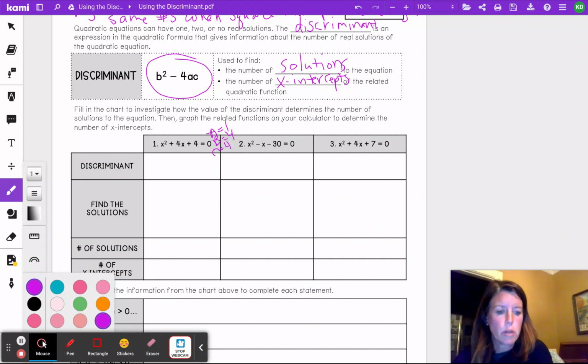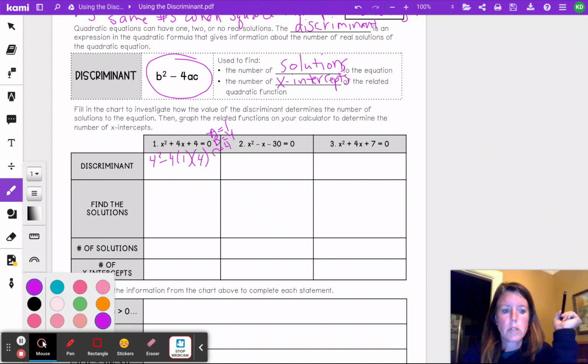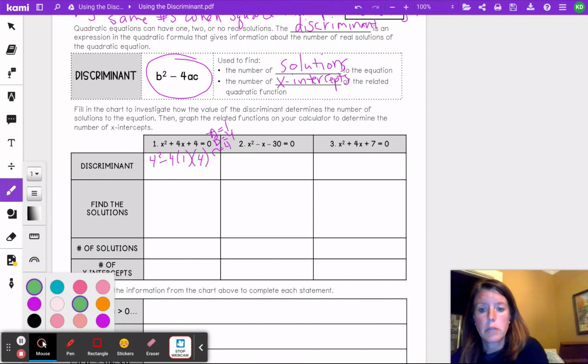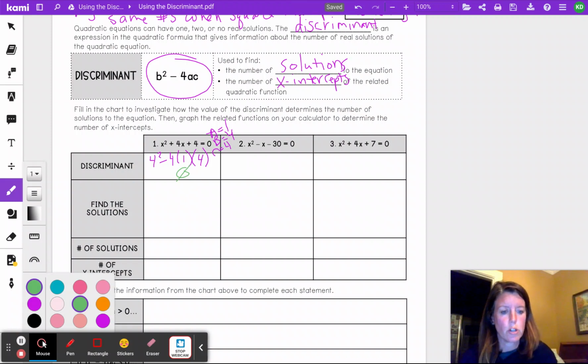So if we put it in the discriminant formula, that would be 4 squared minus 4 times 1 times 4. 4 squared is 16. 16 minus 4 times 1 times 4 is 16 minus 16. So the discriminant is 0. Okay, I'm going to go across and do all the discriminants first. I'm going to do that part of the chart first.